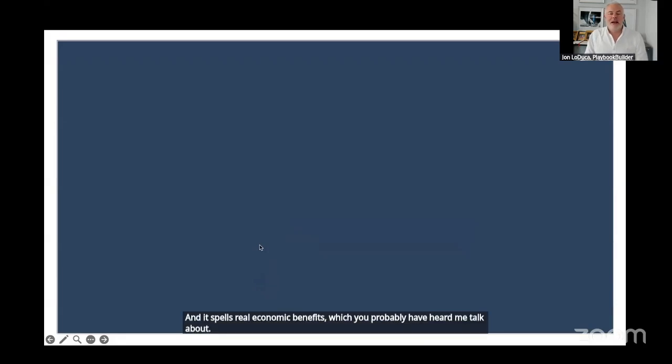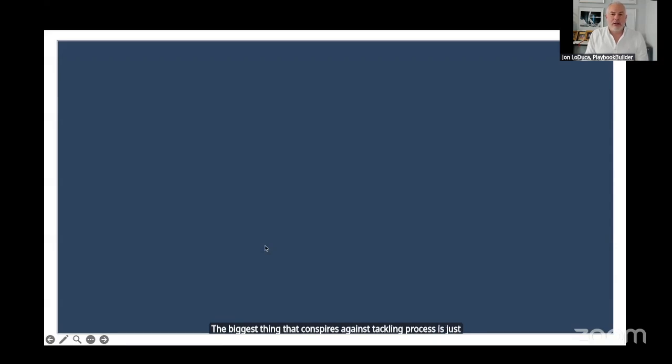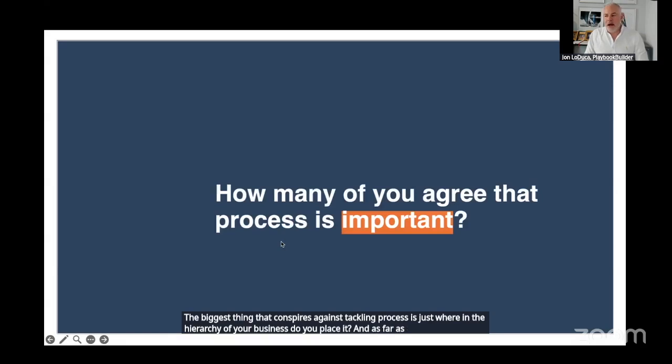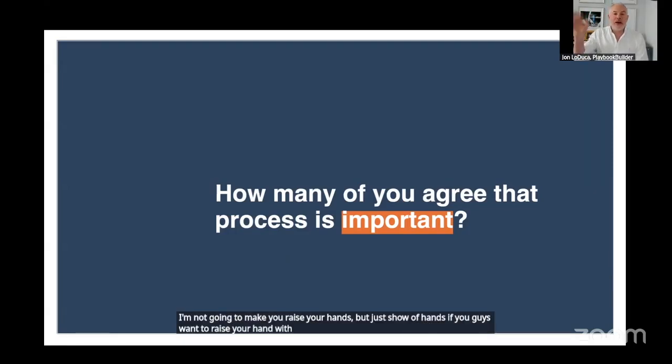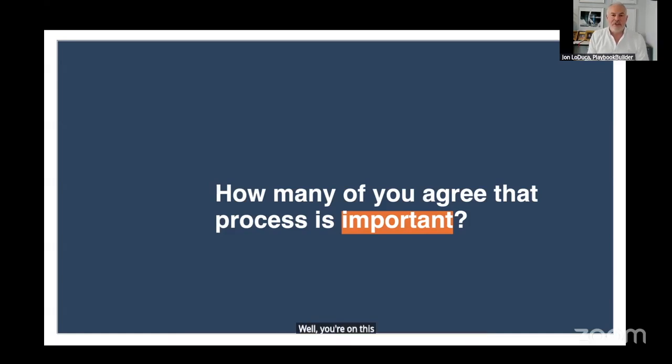The biggest thing that conspires against tackling process is just where in the hierarchy of your business do you place it, and as far as a priority. I'm not going to make you raise your hands, but just show of hands, how many of you agree that process is important? Well, you're on this Zoom in the middle of the afternoon, so my guess is you all agree process is important. This is a little smart aleck of me, but I can be a bit of a smart aleck. That's one of the reasons it's hard to get it done.